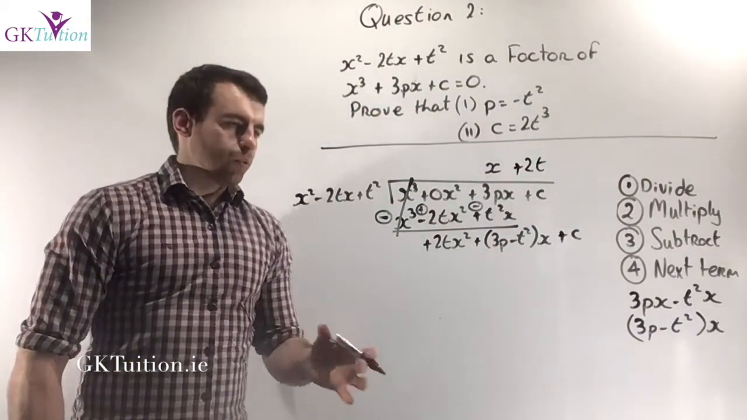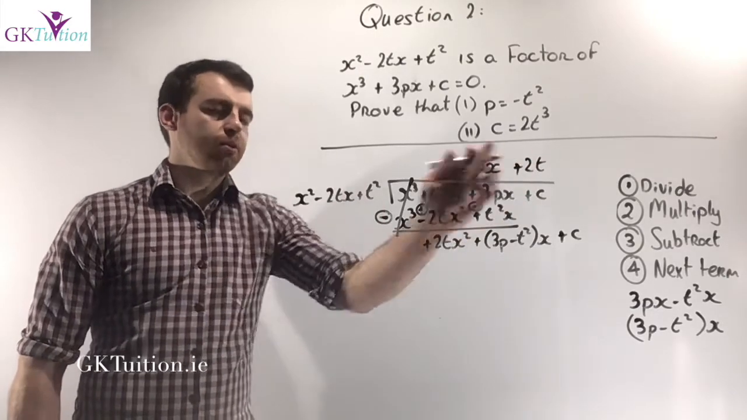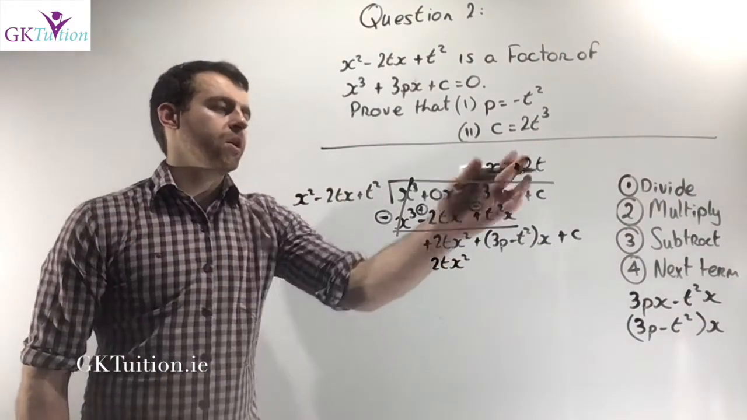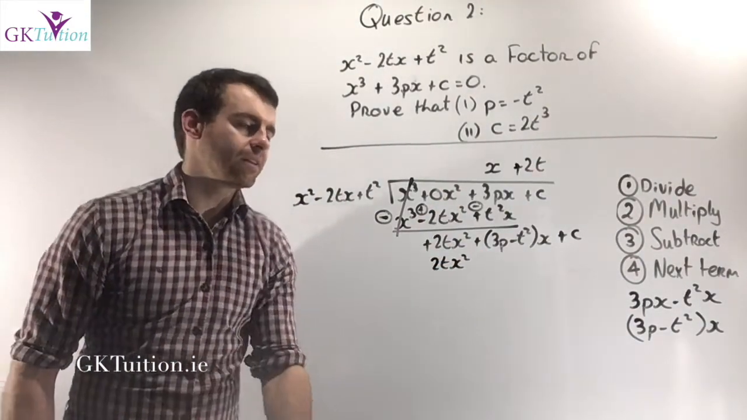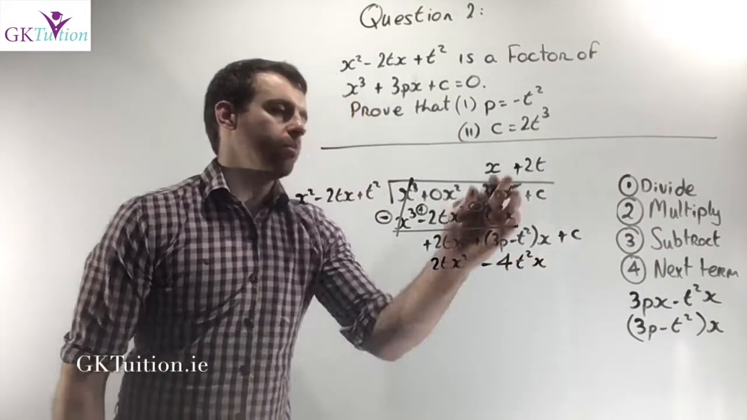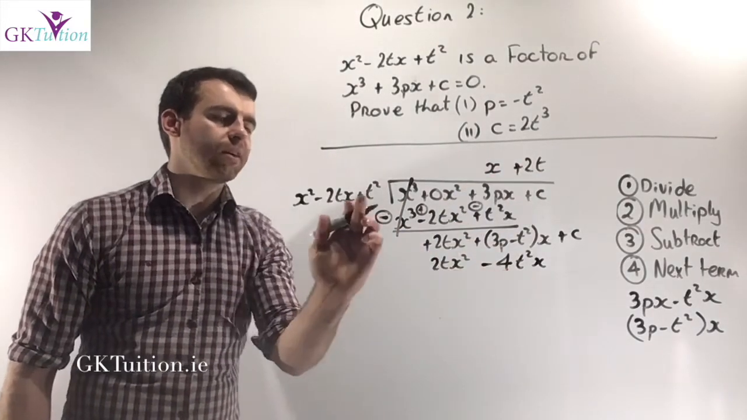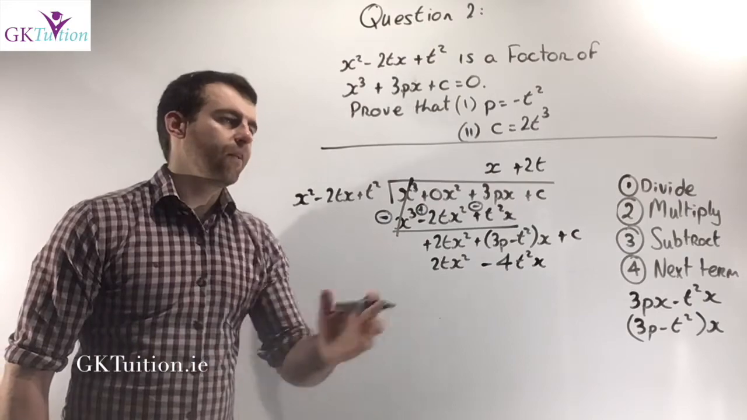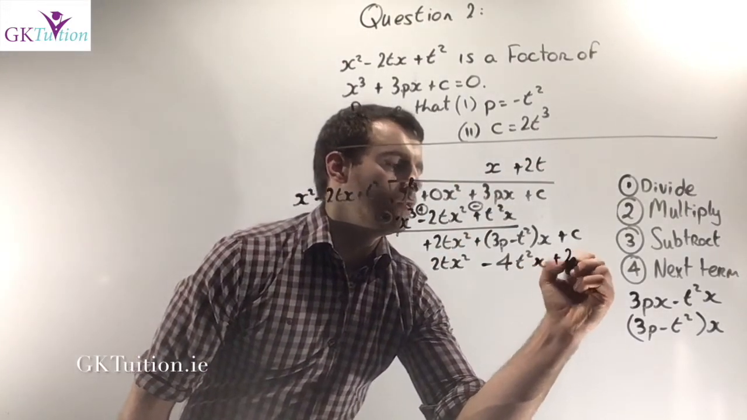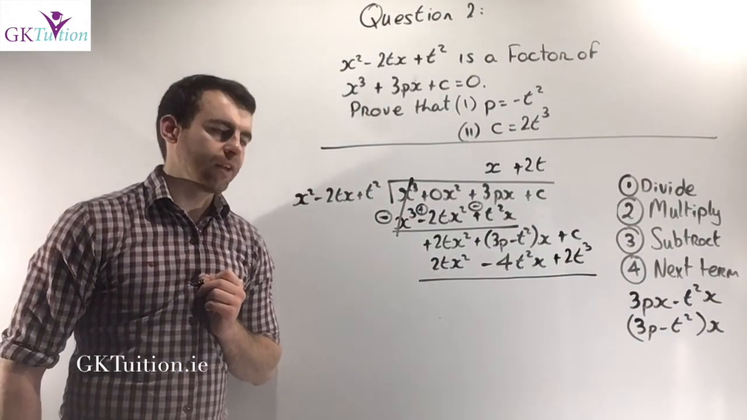The second step is we're going to multiply. So we're going to multiply 2t by each of these terms. 2t by x squared gives me 2tx squared. 2t by minus 2tx gives me minus 4t squared x, because plus 2 by minus 2 gives me minus 4, t by t gives me t squared, and then there's also an x here. Then finally, I'm going to multiply 2t by t squared, and in this case, it will give me plus 2t cubed.